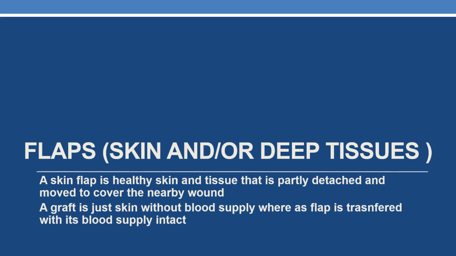Now coming to the next topic, flaps, that can be of skin or of deep tissues. So what is a skin flap? A skin flap is healthy skin and tissue that is partly detached and moved to cover a nearby wound. And what is the basic difference between a graft and a flap? A graft is just skin without blood supply, whereas a flap is transferred with its blood supply intact. Skin flaps have their blood supply intact.